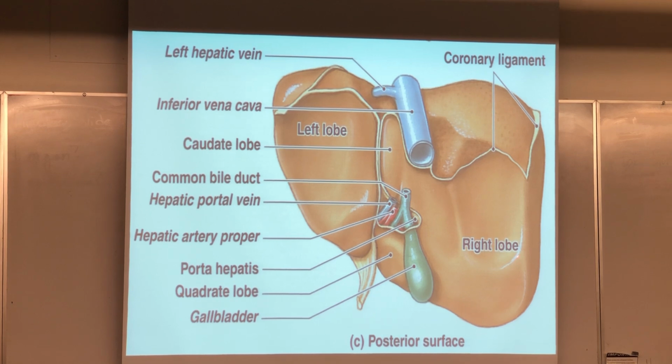But the other two smaller lobes, you have the caudate and the quadrate. Nobody say anything out loud, but figure out what you can use as landmarks to be able to identify and define the caudate versus the quadrate. What would you use to figure out which is which?